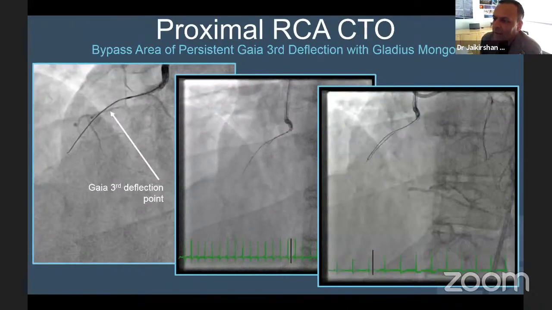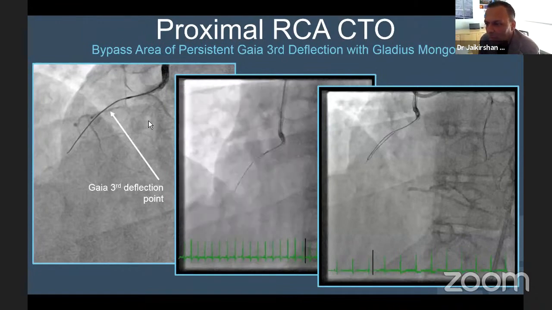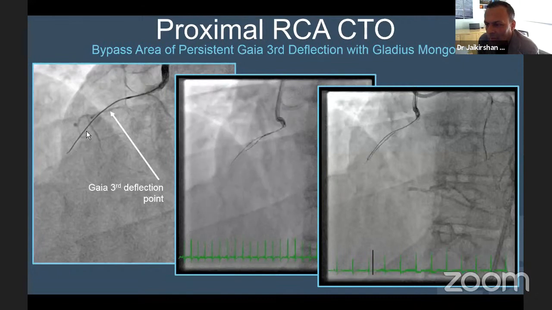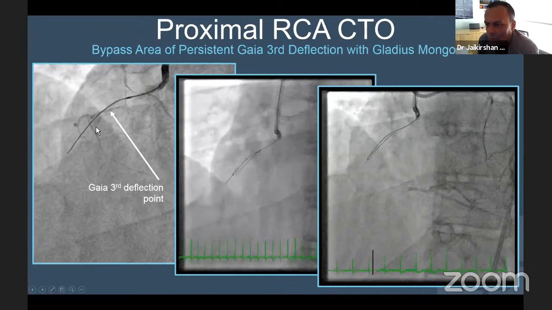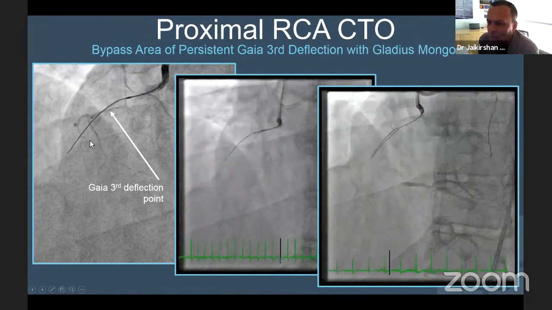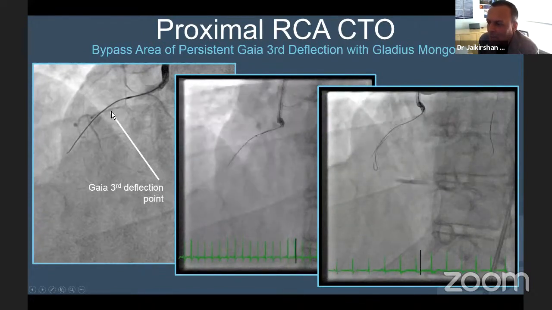This is another case, an RCA that we did about 3 weeks ago. You can see the Gaia is deflecting to the left. You can see the lumen is to the right. And we cannot correct. We tried XTA-R, Gaias.